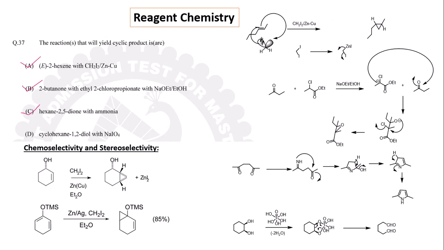This is the problem of the reagent chemistry. The reaction that will yield cyclic product: 2-hexene with CH2I2 and zinc copper. We know that this is a Simmons-Smith reaction where the carbene can add to the alkene to give the cyclopropane derivative, and by the following mechanism the CH2I2 and zinc copper produce the carbene and it is added to the alkene. Next, sodium ethoxide and ethanol.